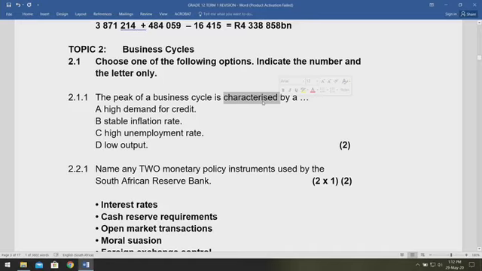So I need to now think, what is happening during this time? As I just said, your uppermost point is when there is a prosperity phase. And we know that during this phase, everything's going well, businesses are doing well, people are doing well, and businesses and consumers have lots of confidence in the economy. They're just looking to spend money and to buy. So therefore, if I look at the options that are given to me here, the best one out of all of these, the best answer here would be a high demand for credit.